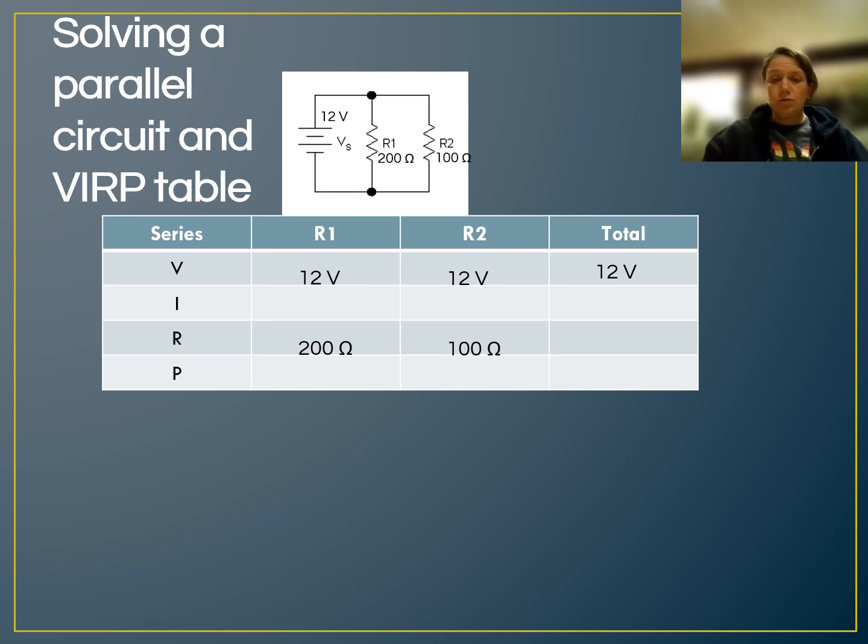So that allows me to get two known variables in each of those columns, which of course is very useful because I can then calculate the current, which is 0.06 amps and 0.12 amps, and the power as shown.